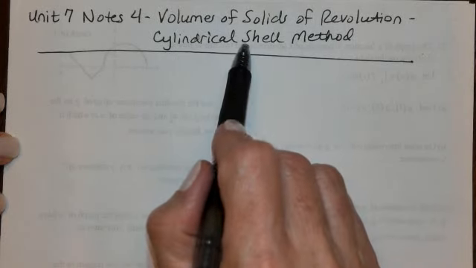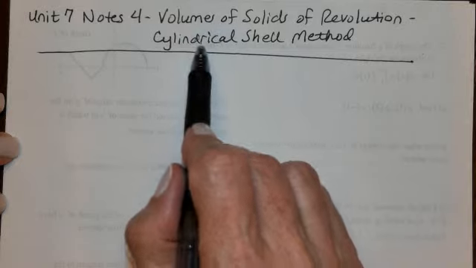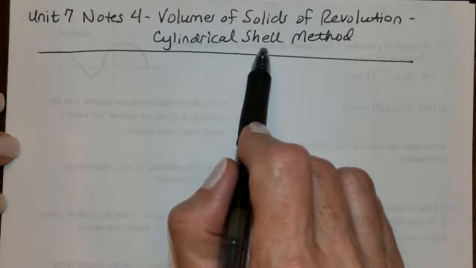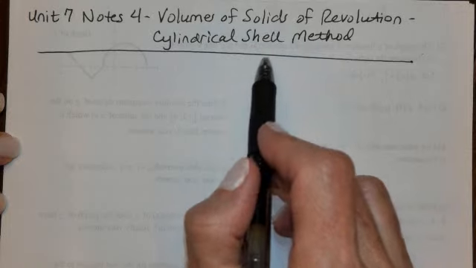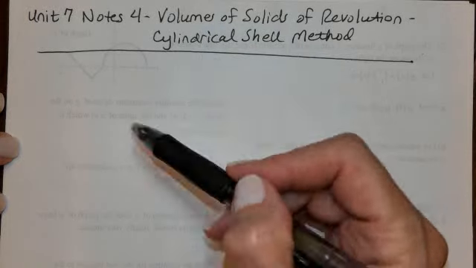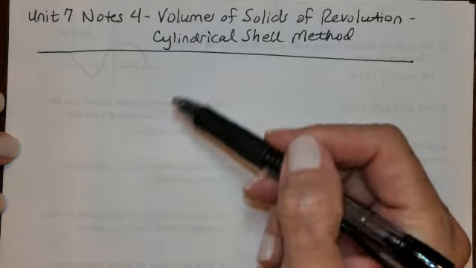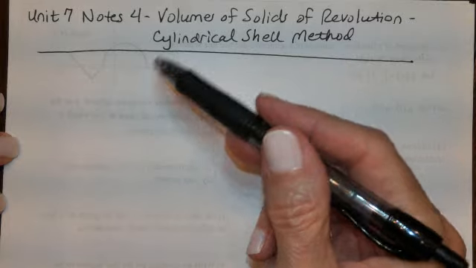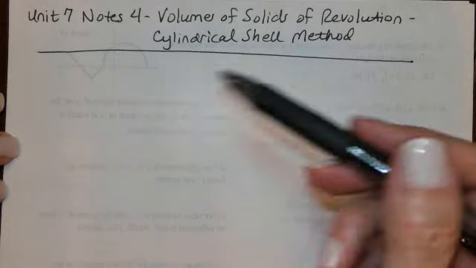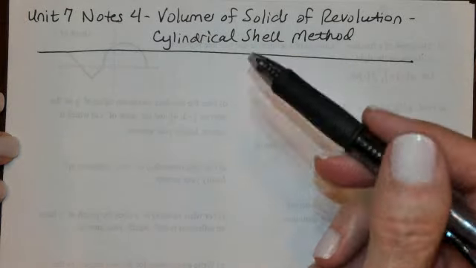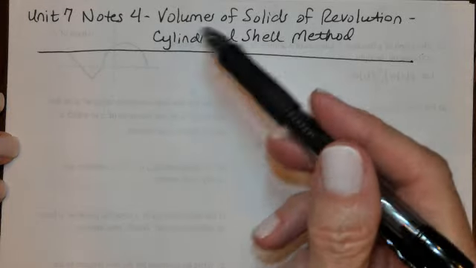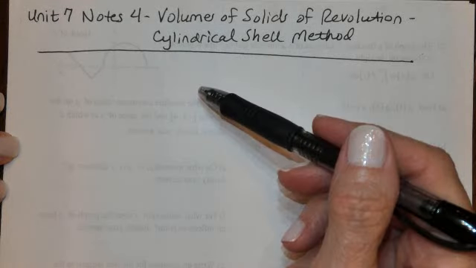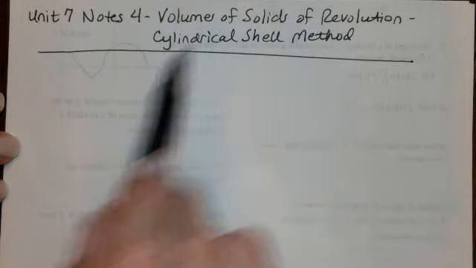different method to find the volume, and this is called the cylindrical shell method. If you remember last time we did the disc and washer method, where we just found cross sections that were circles. And so it was another take on the cross sections that we did in Notes 2, but that time they were all circles. Okay, so this time we're doing the cylindrical shell method.